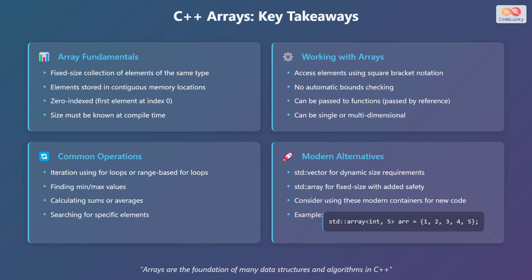Common operations include iteration, finding minimum or maximum values, calculating sums or averages, and searching for specific elements. Finally, consider modern alternatives like std::vector for dynamic size requirements, and std::array for fixed size with added safety. As a final word, arrays are the foundation of many data structures and algorithms in C++.